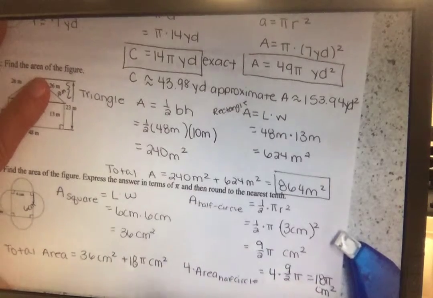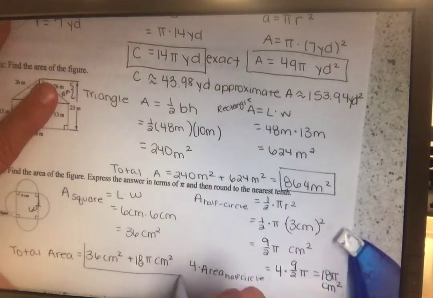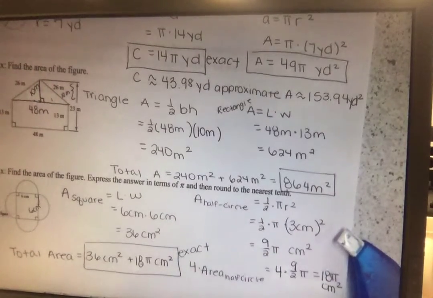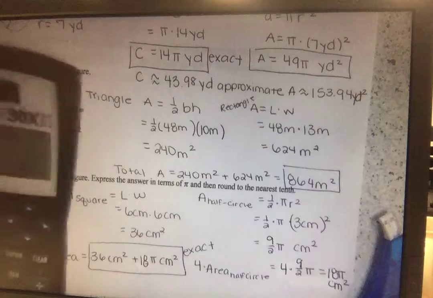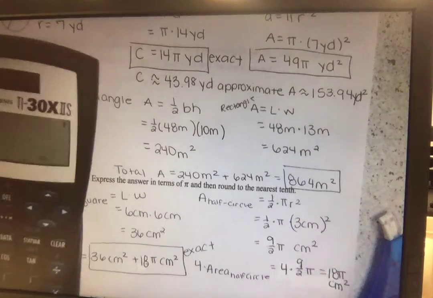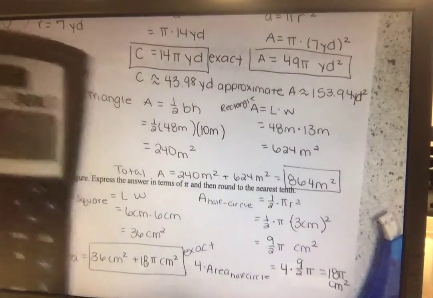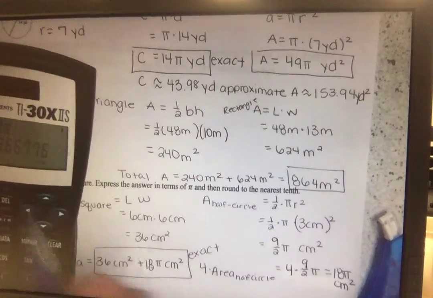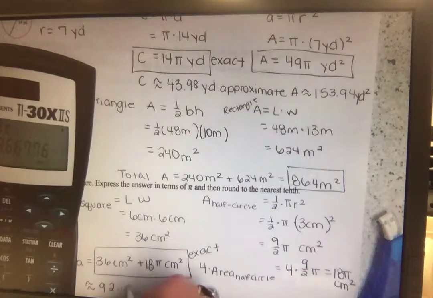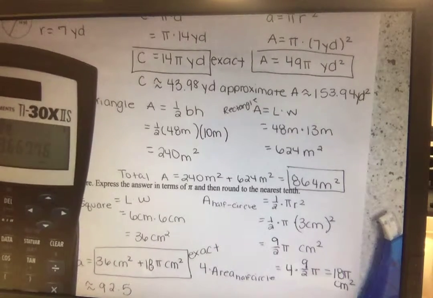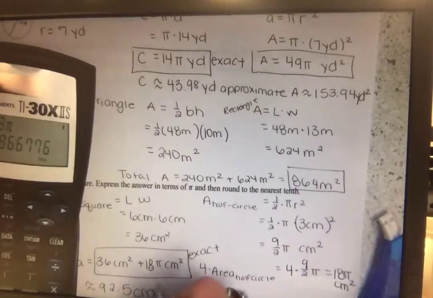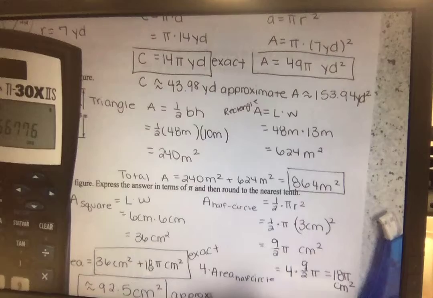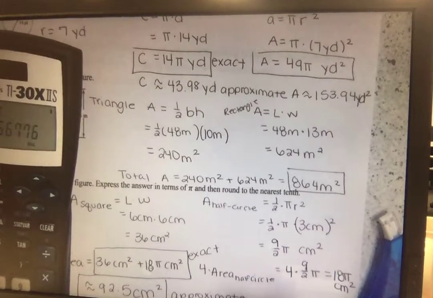36 and 18 pi are not like terms, so we cannot combine them. So we just leave it just like this. This is our exact answer. And then plugging this into our calculator, we can find our approximated answer. So 36 plus 18 pi will give us about 92, rounding to the nearest tenth. So rounding this 5, looking next door is a 4. So it's going to say 92.5 centimeters squared. So that would be our approximated or rounded answer.